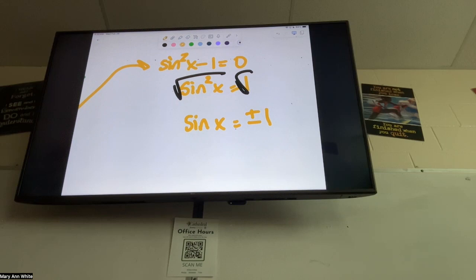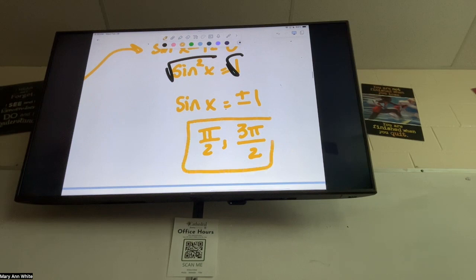So y is 1 at 90, which is what? Pi over 2 and good, 270. So we want both of those because it could be +1 or it could be negative.